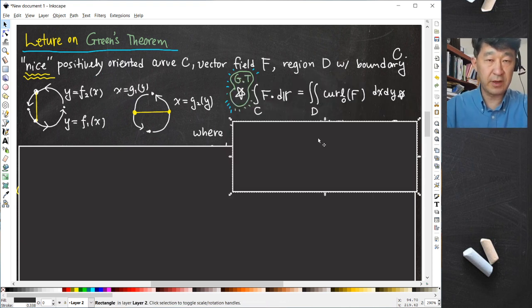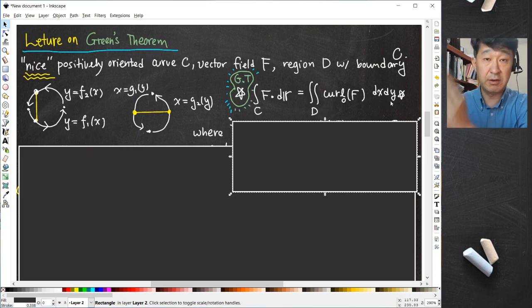And the theorem says the following. Green's theorem concerns the line integral of a vector field along that oriented curve. Here's the notation. There's no t or anything. It's recognizing its parameterization independence. It is actually equal to the value of this double integral.